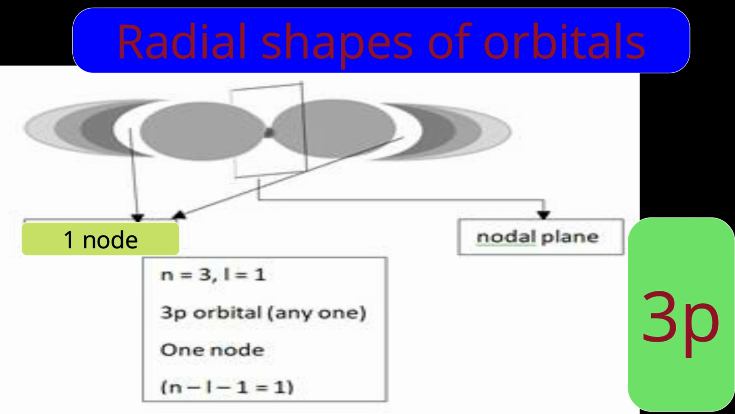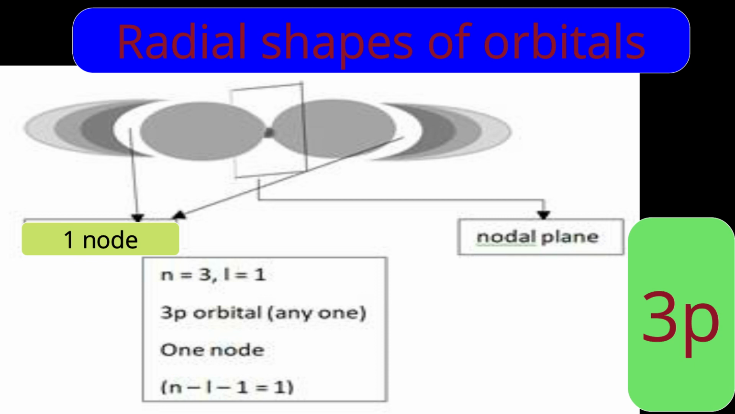So during my journey from the nucleus to the right side, how many times did I find a gap? How many times did I find absence of wave function? How many times did I find absence of electrons? Only one time. Means how many radial nodes are present? Only one. Let us find it mathematically.